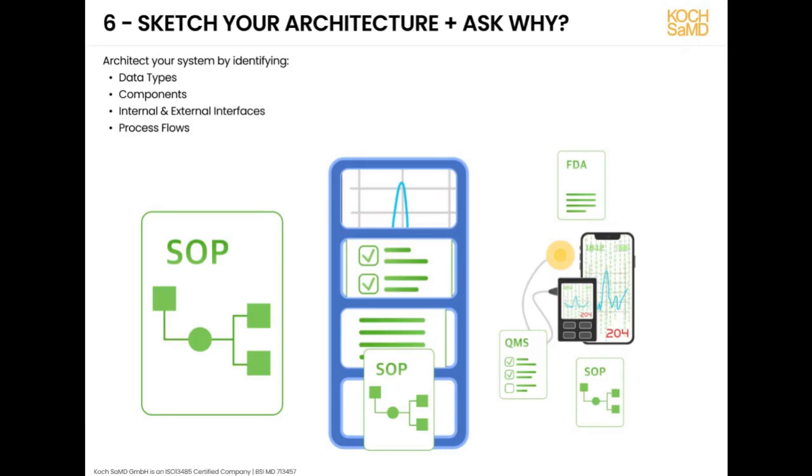And finally, sketch your architecture and ask why. Sketch your current architecture. And again, I don't think I've ever seen, doesn't mean it doesn't exist, but I've never seen an architecture for a tool chain landscape for a QMS. Often the landscape is simple. It's a Word document on a file server, with Adobe Sign, or it's a SAP bit of software, eQMS software. And the architecture is there, but it's not explicitly written down.